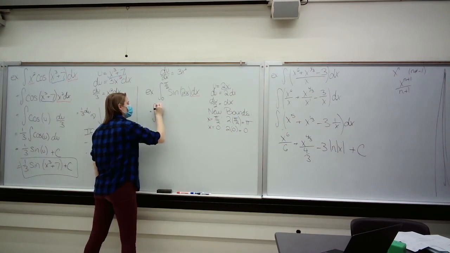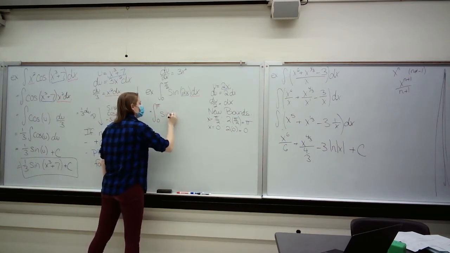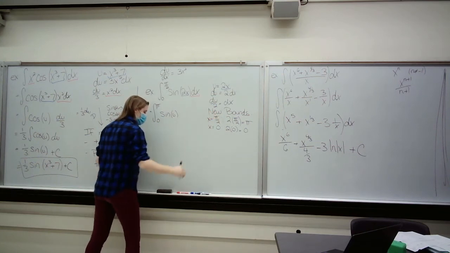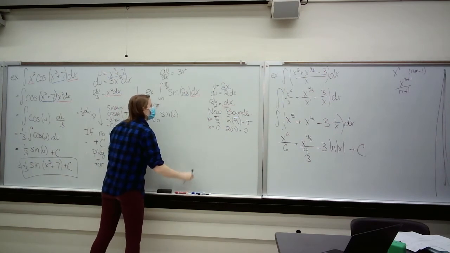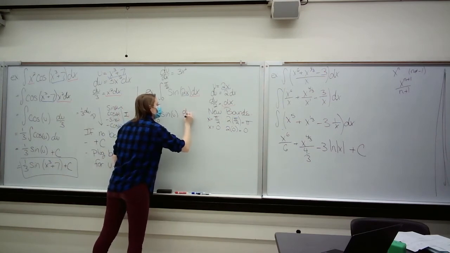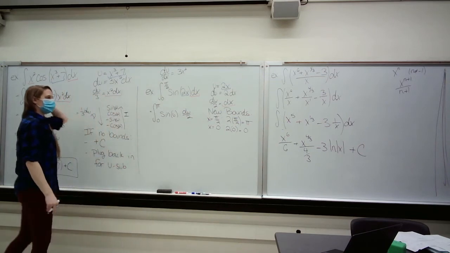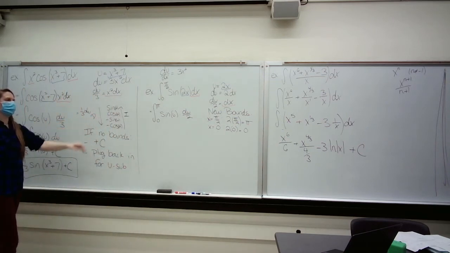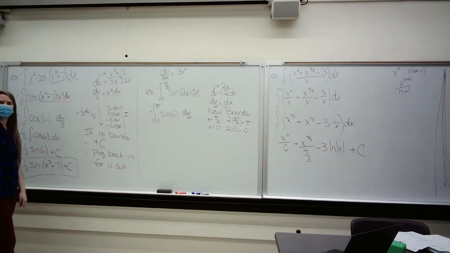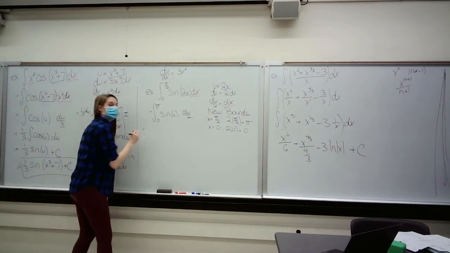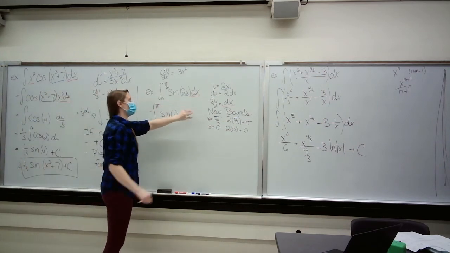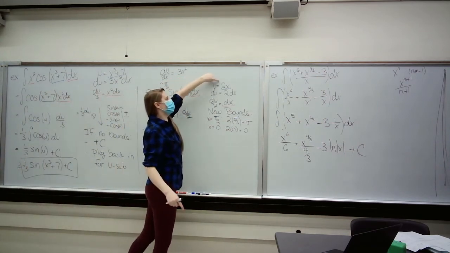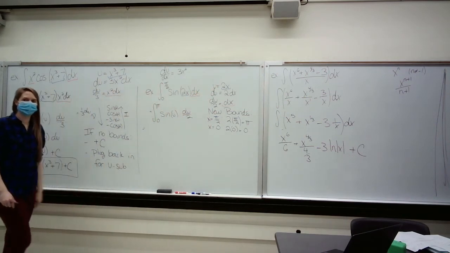So now I have this new integral, going from 0 to pi of sine u times dx, which is du over 2. So I have new bounds, and I've done my u sub. So to find the new bound, you just put the x wherever the u substitution was? Yep, exactly. To find my new bounds, I take each of my bounds and plug it in for x in my formula for u.